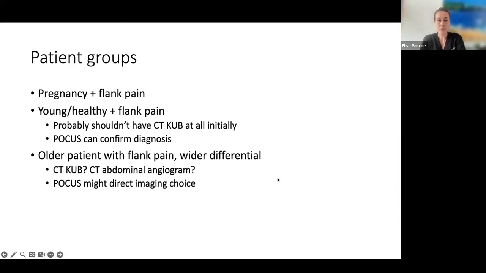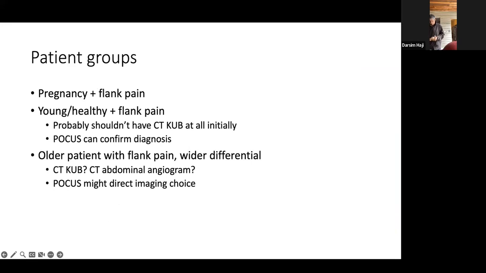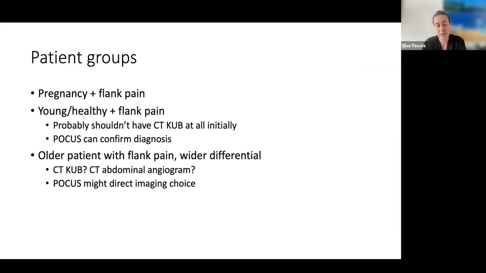So thinking back to now, how might we use bedside ultrasound to look at our kidneys? The patient populations where I think it might be really useful are obviously pregnancy and flank pain. Obviously, we don't want to irradiate these women. They're probably a patient group that you might get a formal ultrasound in anyway, but doing a bedside ultrasound might just give you that little bit of addition to your clinical assessment.